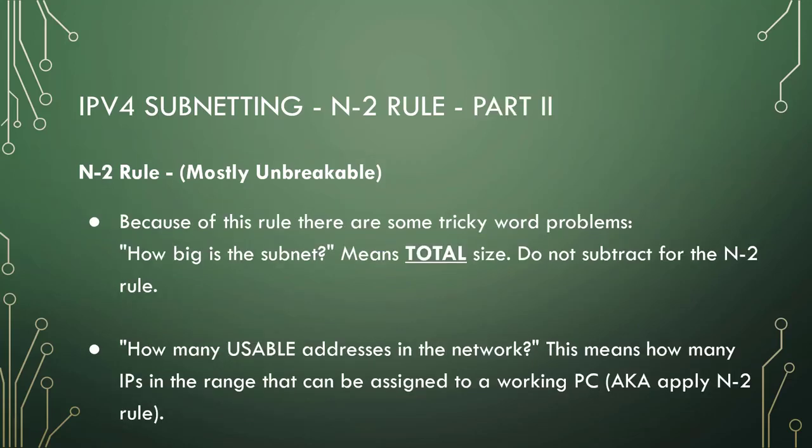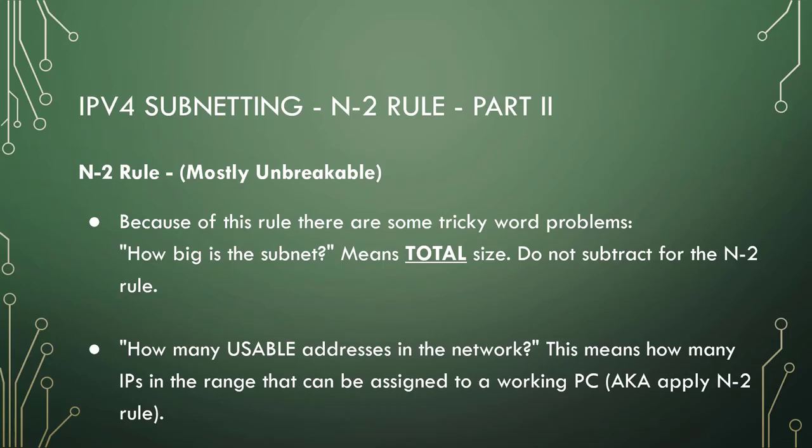The N-2 rule. Because of this rule, there are some really tricky word problems. And for my students, that means they could come up on the exams and have come up on exams. When people ask you, how big is the subnet? And you say, well, does that mean with or without the two that I subtracted? An inclusive range, please note the word inclusive, will mean the total size. That means including the N-2.